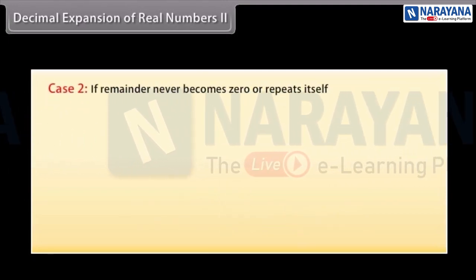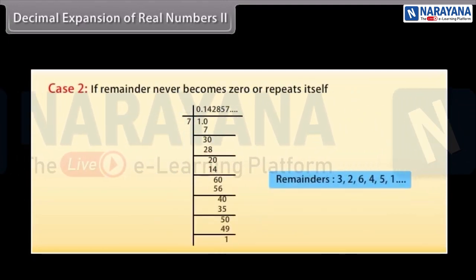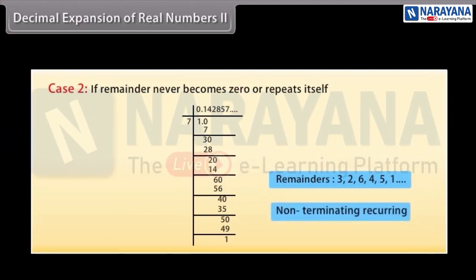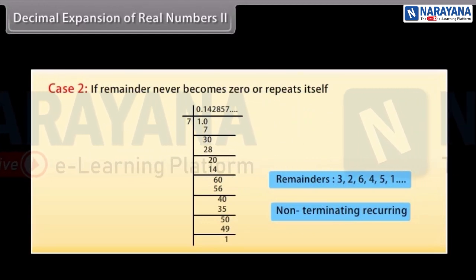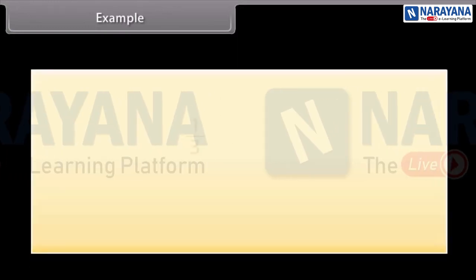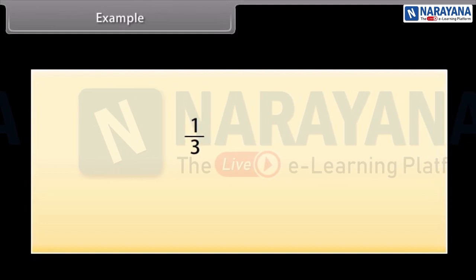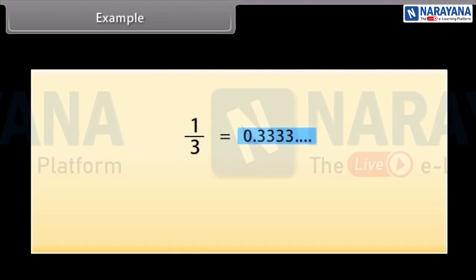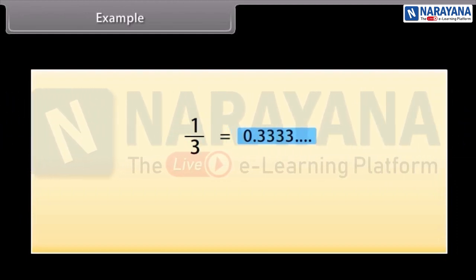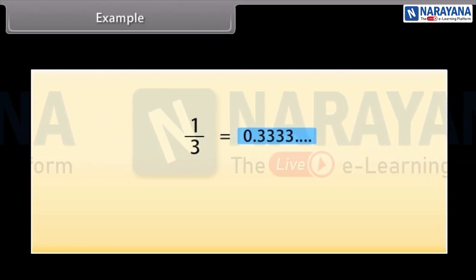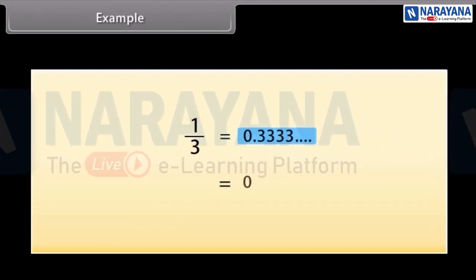Case 2 is, if the remainder never becomes 0 and repeats itself, then the decimal expansion of such numbers is non-terminating recurring. Example. Let us now have a look at one example. 1 by 3 is a rational number. The decimal expansion of 1 by 3 is 0.3, 3, 3, 3, and so on. We can see that 3 is repeating here. We write it as 0.3 bar.